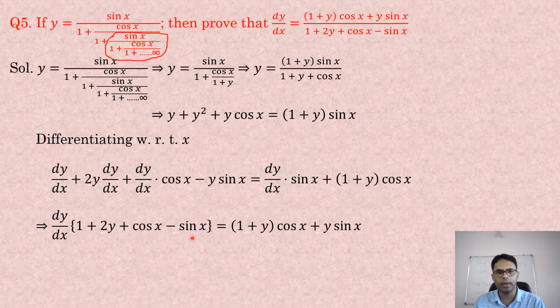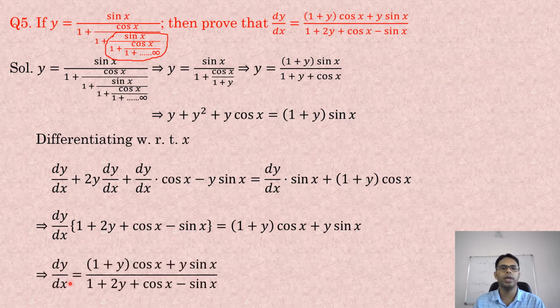Then just divide by this term here. So dy/dx is equal to (1 plus y) cos x plus y sin x divided by this whole term. Okay, so that is the solution for the question. And I am erasing this, you see. Okay, so let me take the next question.